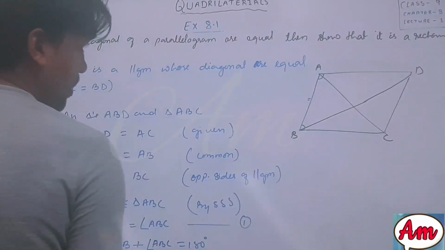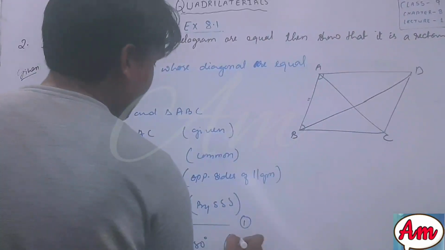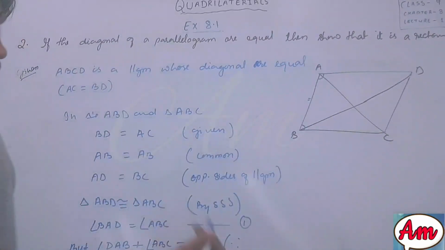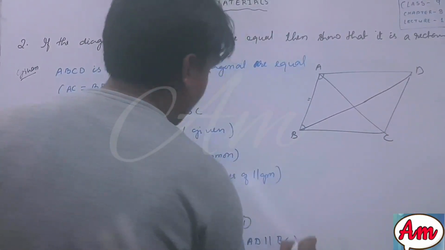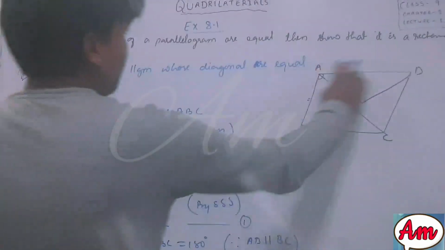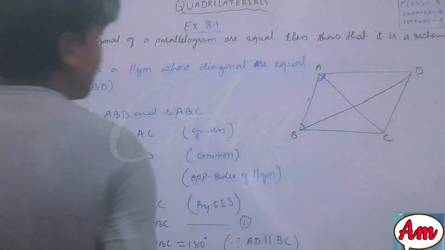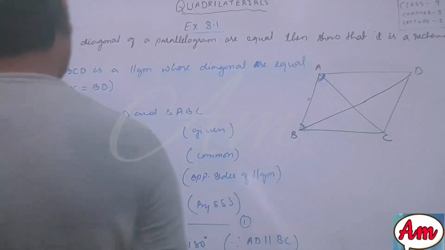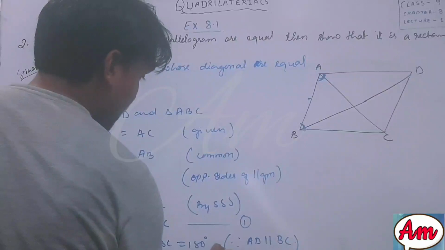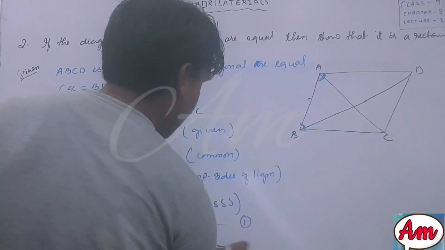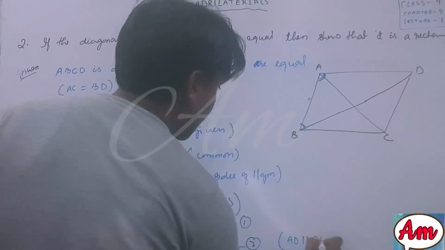Because this is nothing but a transversal, and this is also a transversal. I will write it down; these things you have learned in chapter number 6. Since AD is parallel to BC, this one is a transversal and this is also a transversal. So angles on the same side of a transversal have a sum that is always equal to 180 degrees. So this one we will mark as equation 2, and this one we will write as AD parallel to BC.